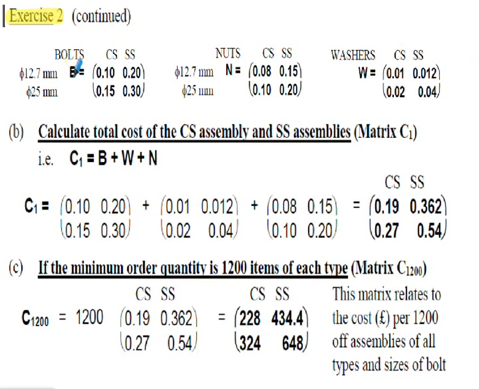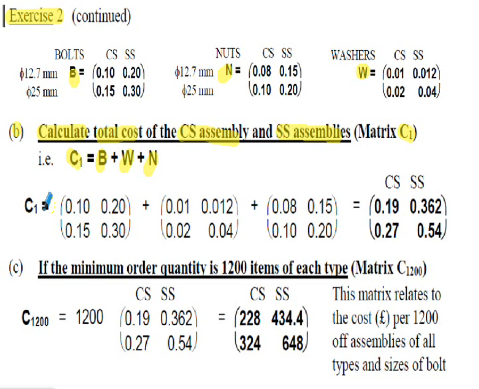Exercise 2 continued. I've just repeated matrix B, N and W here for convenience. Part B, we're asked to calculate the total cost of the carbon steel assemblies and the stainless steel assemblies. I'm going to call that matrix C1. So C1 here will be the cost of a bolt, plus the cost of a washer, plus the cost of a nut. So this is matrix addition.